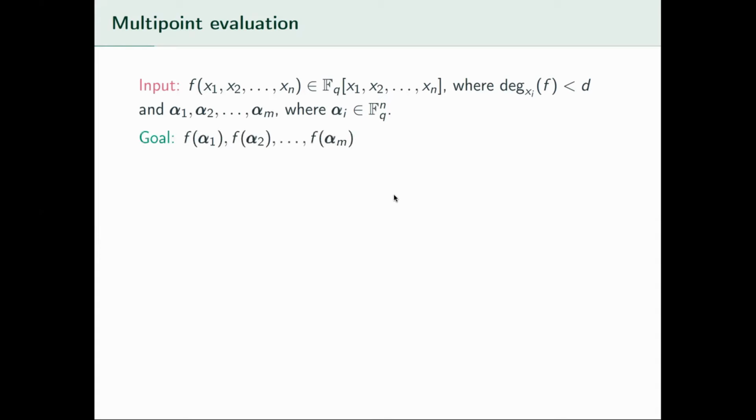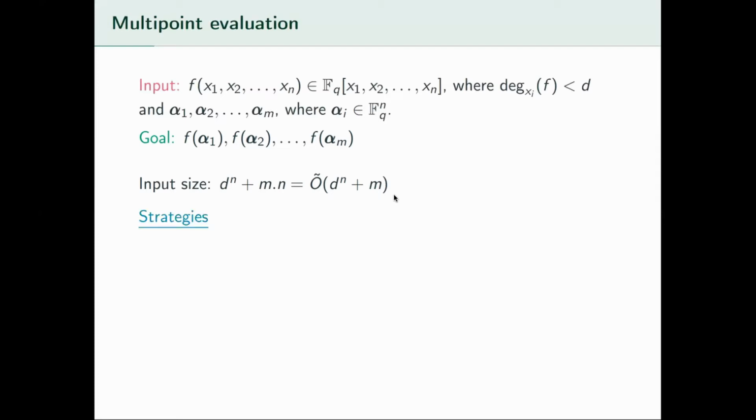Basically, I want to evaluate f on all these points. So what's the input size? The input size is d to the power n plus mn, because the polynomial is given to us in the coefficient representation form, and each of these alphas is an n-length vector. When we say input size, it means how many field elements are needed to represent the input, and that's roughly O tilde of d to the power n plus m. I'm hiding some of the lower order terms in O tilde. Basically, when I say O tilde throughout this talk, I'm hiding some polylog factor of the higher order terms. So that's the input size.